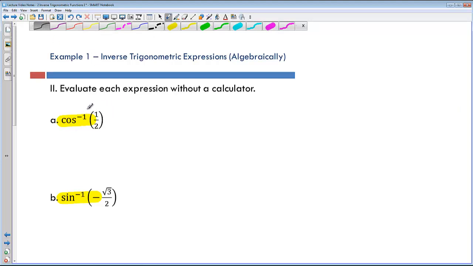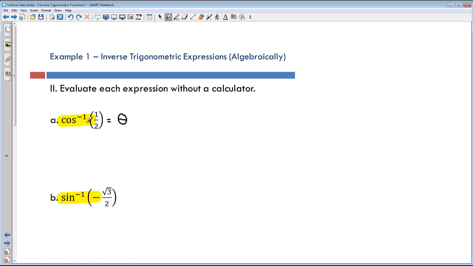So when I look at this and I try to make sense of it, cosine inverse of 1/2, I have to remember this is actually an angle. So I'm going to set it equal to an angle, theta. And then, since I have trouble working with this cosine inverse, I can take the cosine of both sides. So I have cosine of cosine inverse of 1/2, and that's going to be equal to the cosine of theta.